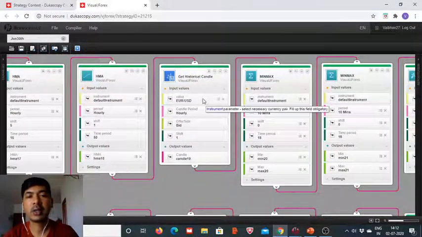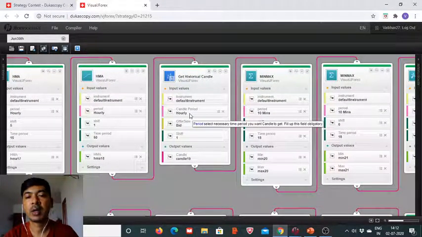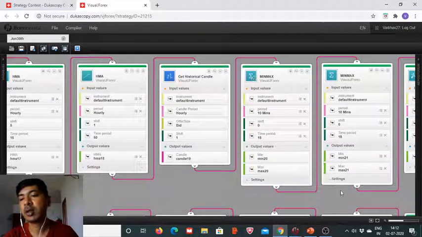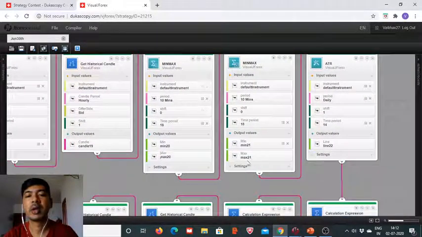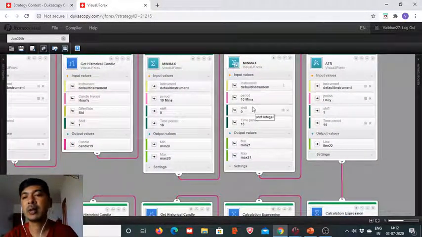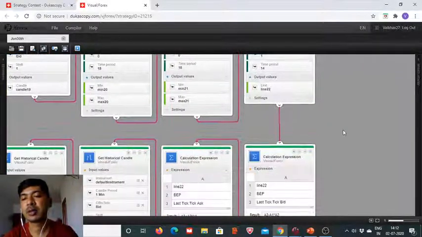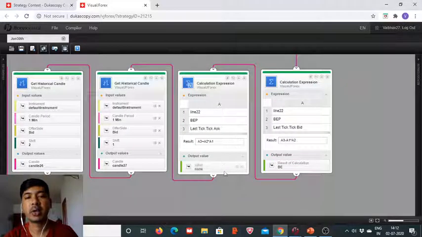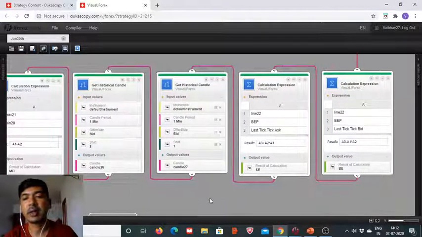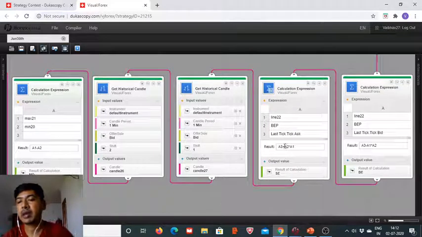And we have this historical candle block. Time frame is hourly, shift 1. Min max block for data on the last 180 minutes, 3 hours. ATR for determining the optimum entry and exit. Then these are all calculation blocks. Here the sell entry, this is the buy entry, and as I said, we will be adding to the current tick price for the sell order.